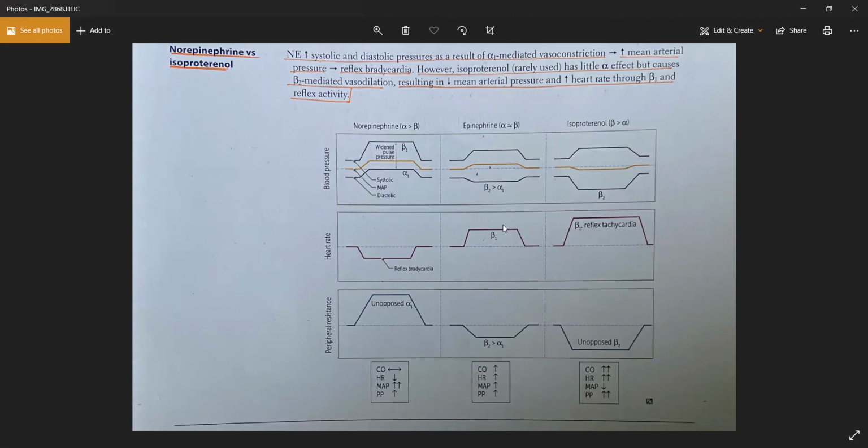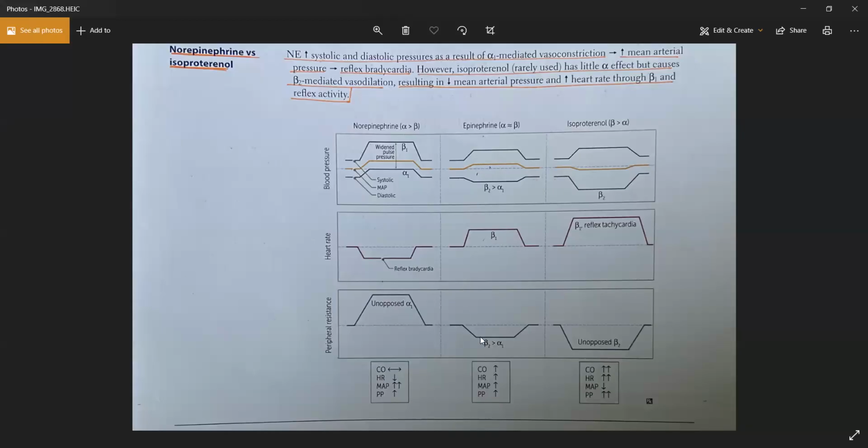Because of the stimulation of beta 1 receptors, you will get an increase in the heart rate and increase in the cardiac output. So you will get an increase in the systolic blood pressure. So ultimately, you will get a slight increase in the mean arterial pressure. Because of the beta 1, you will get an increase in the heart rate. And what about the peripheral resistance? Because alpha 1 effects are also there, not just a beta 2 effect.